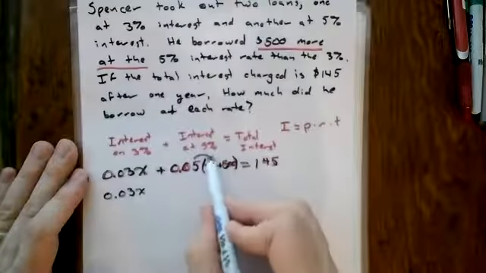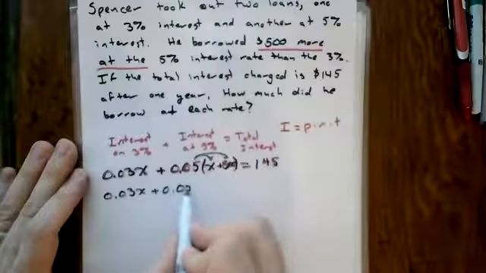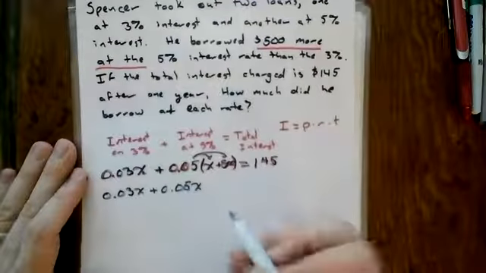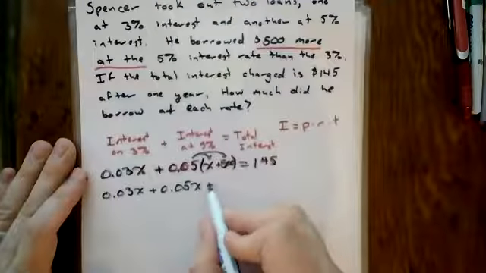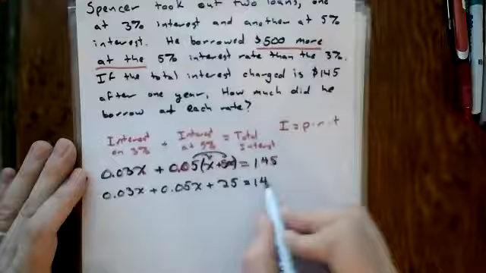But I can distribute this. So this is going to be plus 0.05x, and this is just a number. Don't be afraid of decimals. 0.05 times 500, I believe that is going to be 25, is equal to our 145.